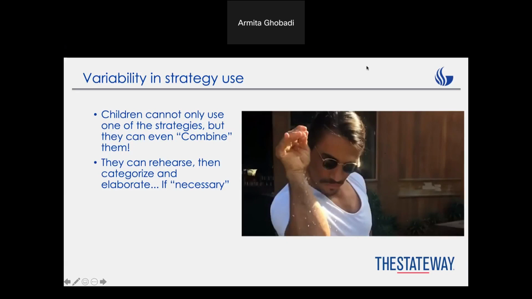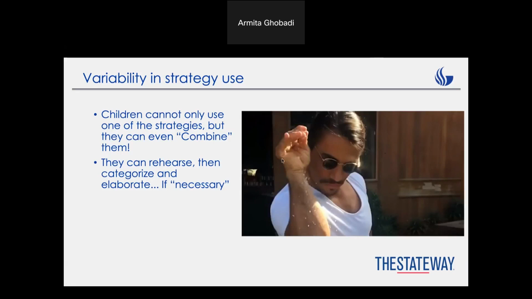In section 6, we're going to talk about variability in strategy use in children. One important point here is that children are not just using one strategy. They are able to use different types of strategies, and they can combine all of them together, or maybe one or two of them together, and create their own novel strategy.